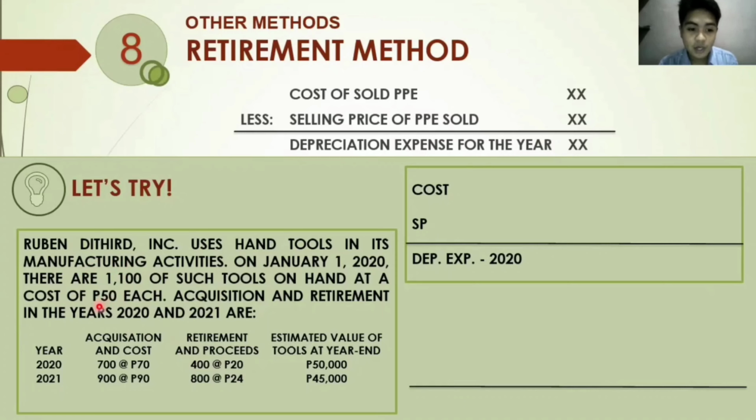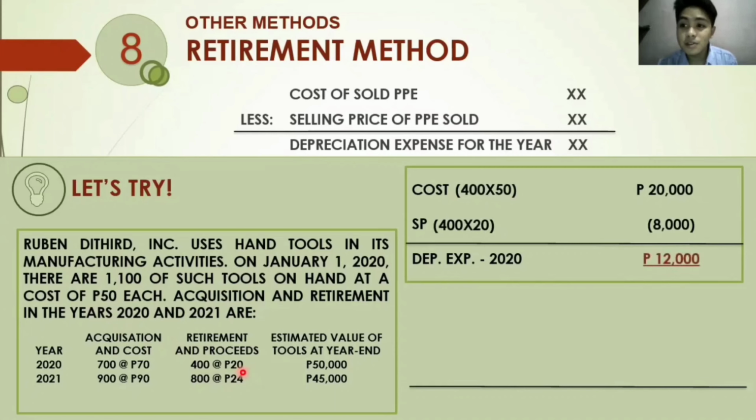So, how much yung cost ng 1,100? 50 pesos. So, yung 400 times lang natin sa 50. So, 400 times 50, 20,000. How much yung selling price? So, 400 times 20 lang. So, selling price, 400 times 20, 8,000. So, minus lang natin yung 8,000. Yung depreciation expense for year 2020 is 12,000. How about naman sa year 2021?